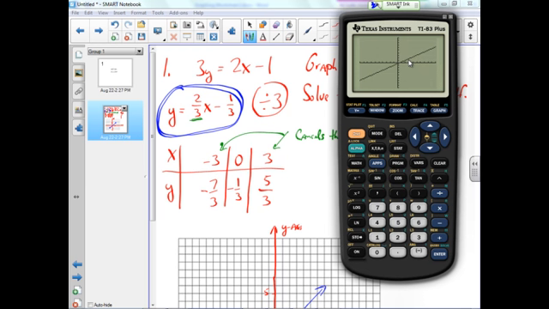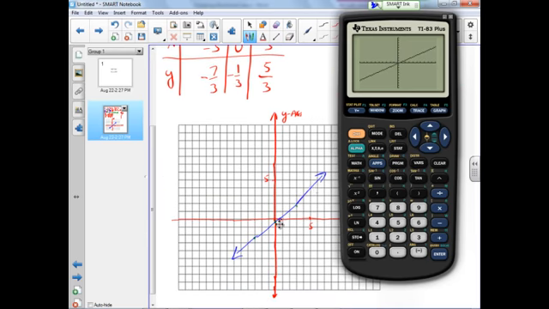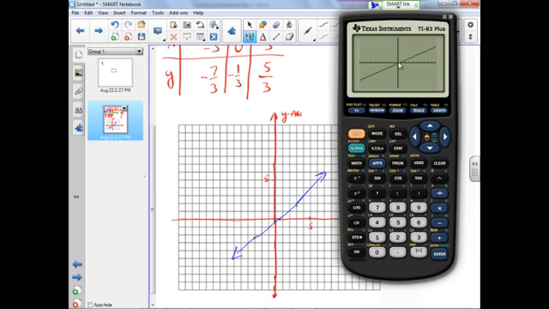Now, can we tell anything about that? Does that look like this? Well, maybe, but it's hard to tell since it crosses the axis at 0 and -3. It's kind of hard to tell, isn't it? Let's change our window. So I'm going to click here on window. This is the standard window. X goes from -10 to positive 10, and Y goes from -10 to positive 10.